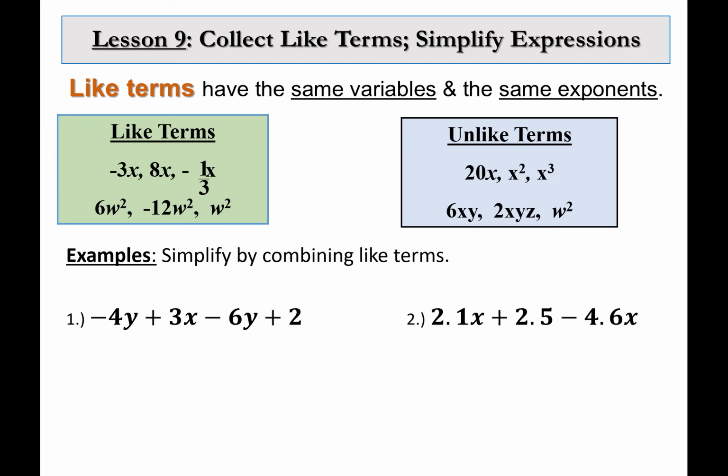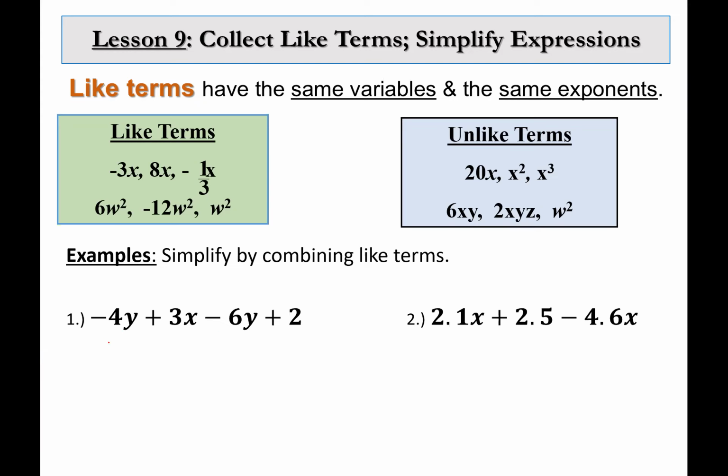All right, let's do some actual example problems. So number 1 and 2 on here. The directions say simplify by combining like terms. And again, we can also use the word collecting like terms, same thing. So it's essentially a matching game here. We're going to look at our expression and then figure out the terms that are alike. And remember, they have to have the same variable and the same exponents. So here's number 1: negative 4y plus 3x minus 6y plus 2.